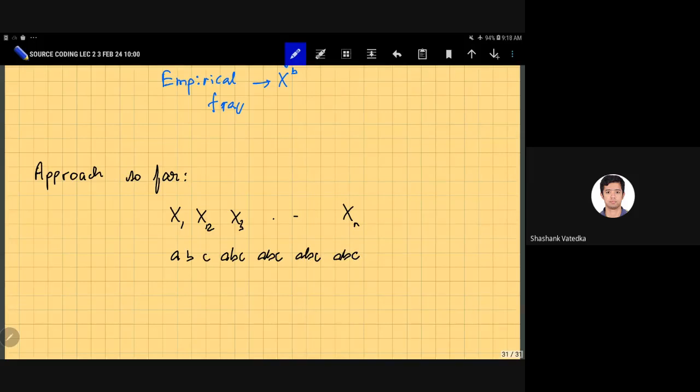Yes, it's 1/3, right? So all symbols occur with frequency 1/3.